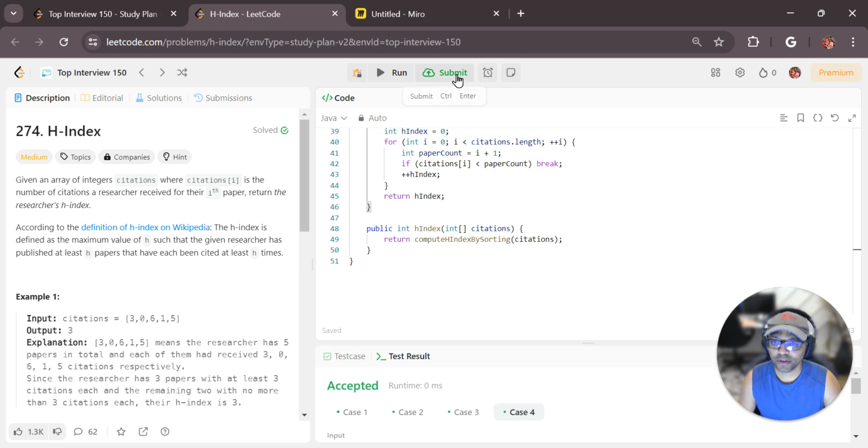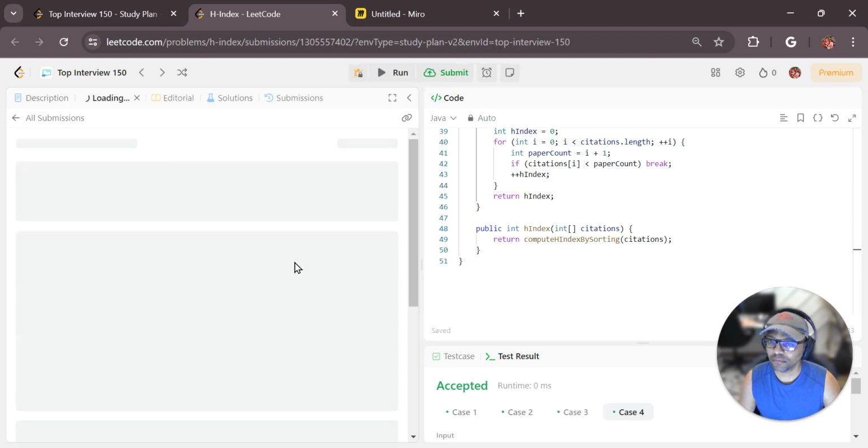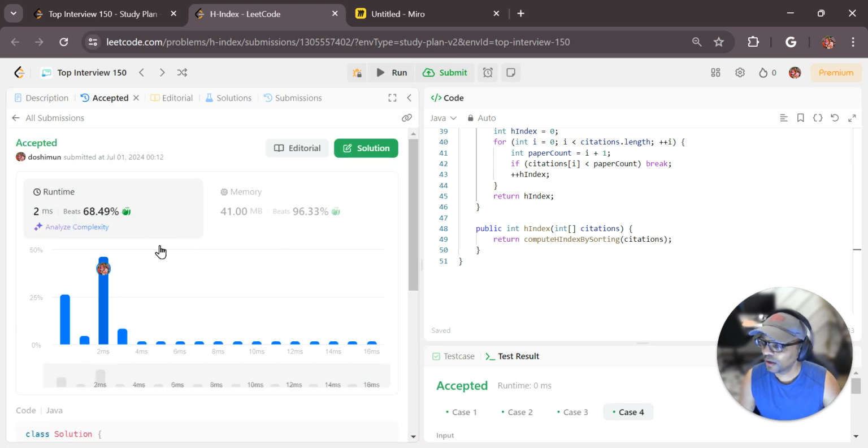Okay, maybe we'll try to submit this and see how we are doing on time compared to all other submissions which are successful. And also it runs more test cases, so that's always good. Okay, so we did get accepted. Our time beat about 68% of submissions. Okay, that's interesting. That's not super high. And okay, memory beat 96.33.